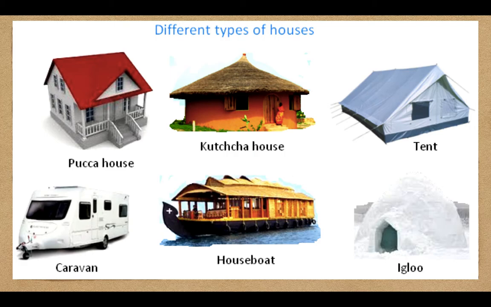See, these are the different pictures of houses. Kacha house, caravan, houseboat, pakka house which includes flats, castles, bungalows. I just included one, that is igloo, just for knowledge. It's not there in your book anywhere, but just for your knowledge, I have included this picture.